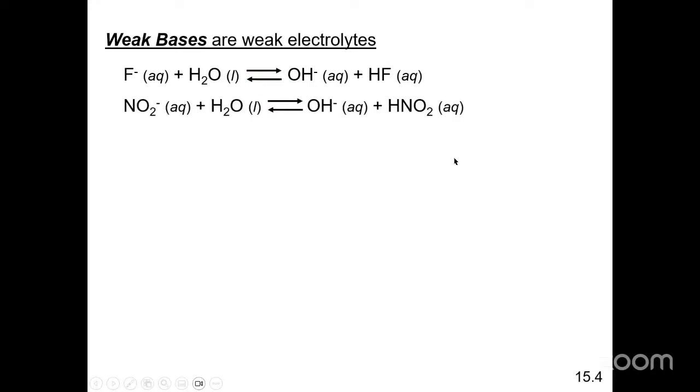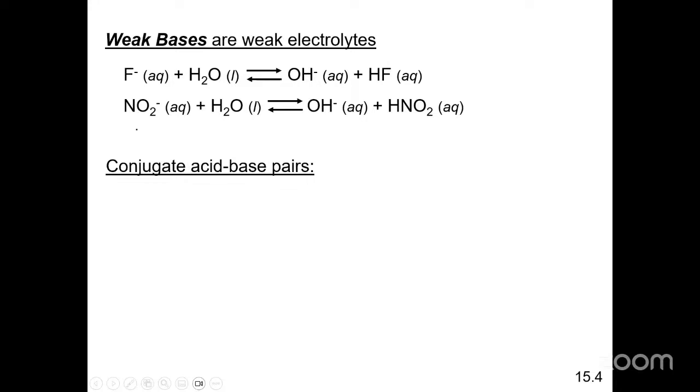Weak bases, on the other hand, undergo partial dissociation, and that is demonstrated by this example of the fluoride ion. It's a weak base because it does not produce hydroxide ions in great amounts because there's an equilibrium system that eventually will exist where it goes back and forth. So basically in the case of fluoride and other weak bases, the concentration of hydroxide ions will be relatively small. The same is true in the case of the nitrite ion and ammonia as well.